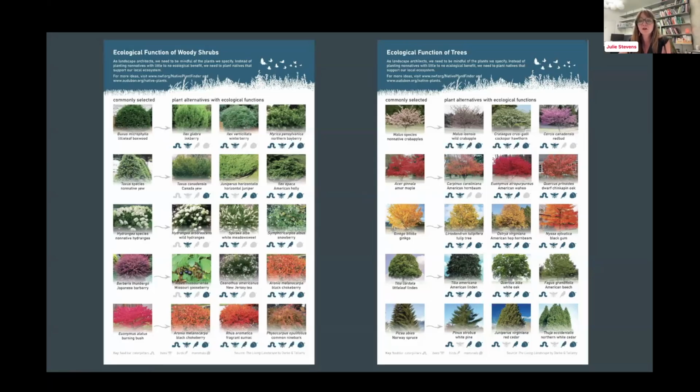Euonymus atropurpureus. Did you know we have our own native burning bush? It's also called Eastern Wahoo or American Wahoo. It's also called Hearts-a-Bustin' because the little flower opens up and you can see the little seed. It looks like a little heart, and it's just lovely. So you can kind of peruse some of these other substitutions.